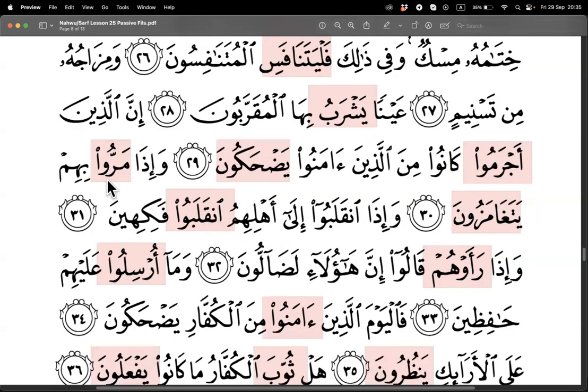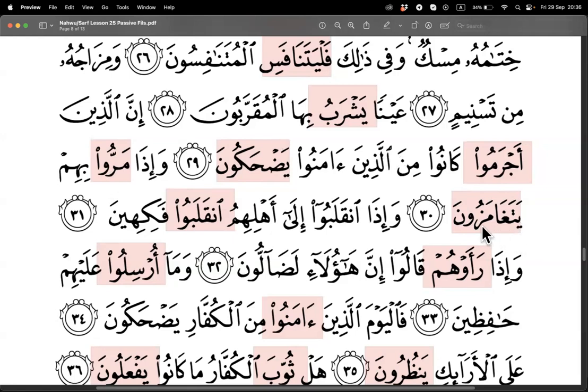Marru. Marru is fi'il madi, and then this pattern is not the majhul pattern, it will be the ma'lum pattern, and then the fa'il will be hum. Good.